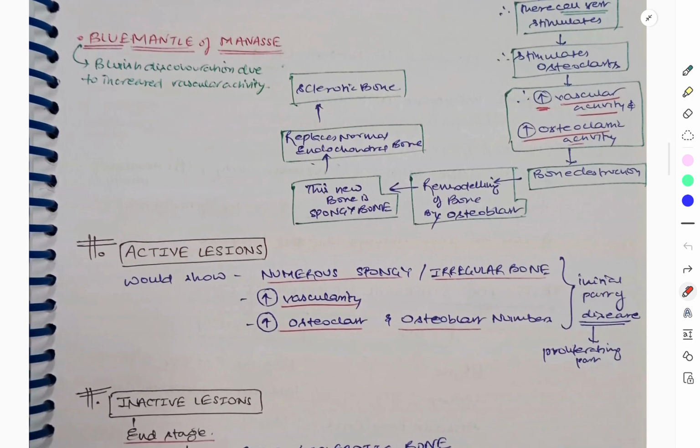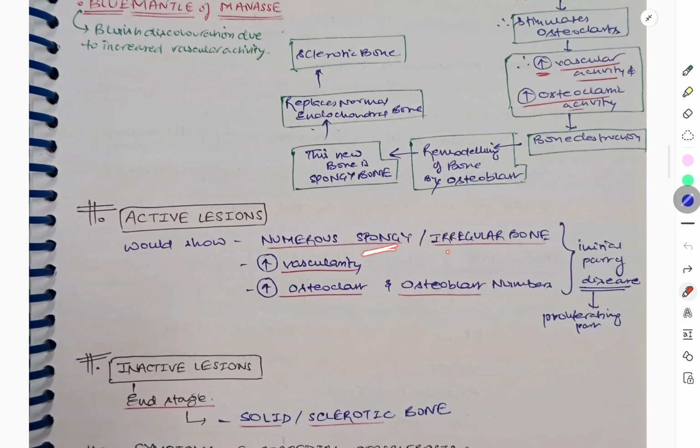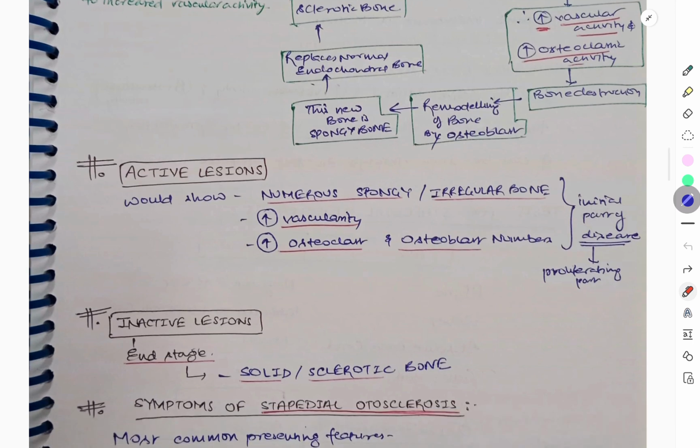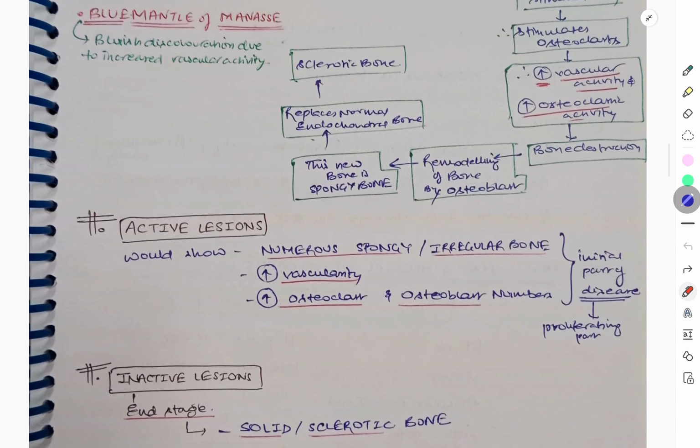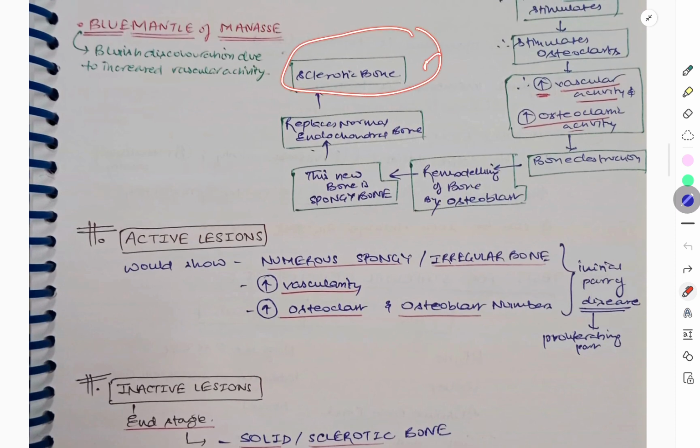This was the pathophysiology. In active lesions, what you'll see is numerous spongy, irregular bone. There is increased vascularity, and an increased number of osteoblasts. This is the initial part of the disease, called the proliferating part, and therefore it is called the active lesion. But in the inactive phase, or inactive lesions, this is the end stage. Therefore you'll have solid or sclerotic bone. So this is the end stage or inactive phase, but till here it was the active phase.